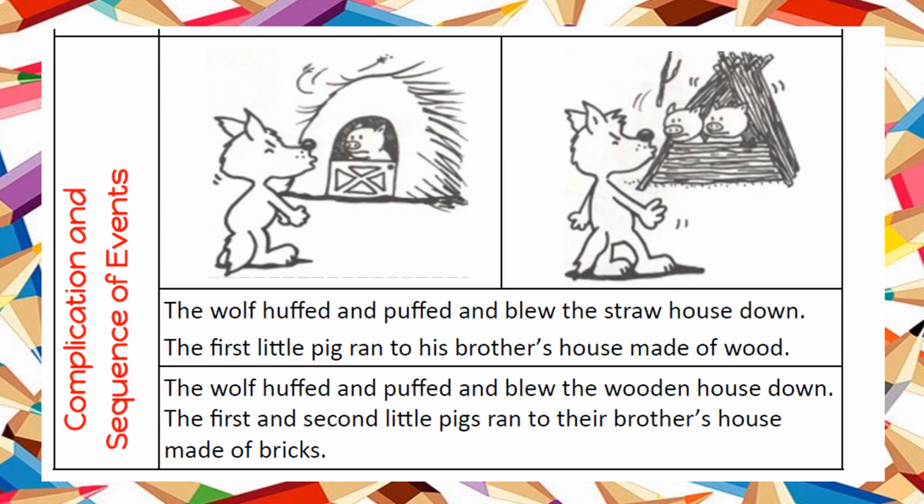For the complication, the sequence of events: the wolf huffed and puffed and blew the straw house down. The first little pig ran to his brother's house made of wood. The wolf huffed and puffed and blew the wooden house down. The first and second pigs ran to their brother's house made of bricks.